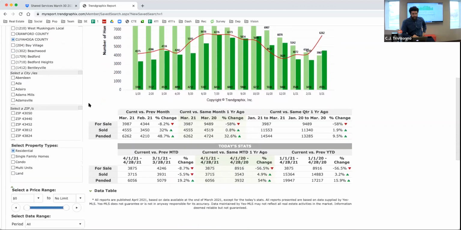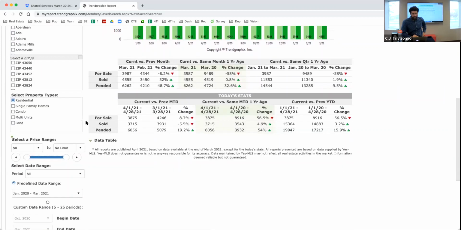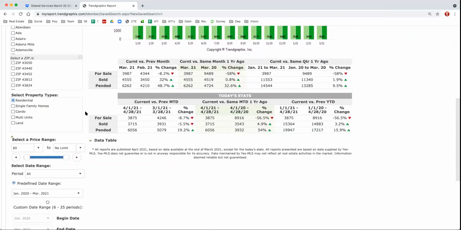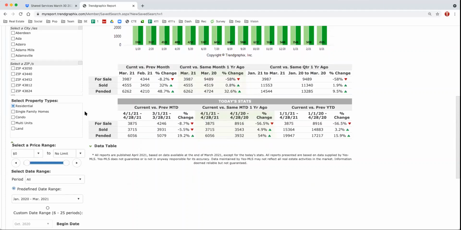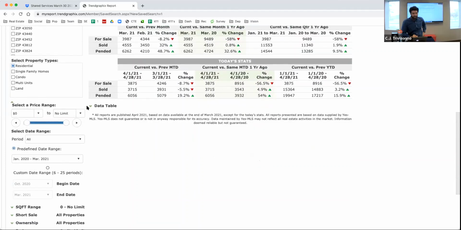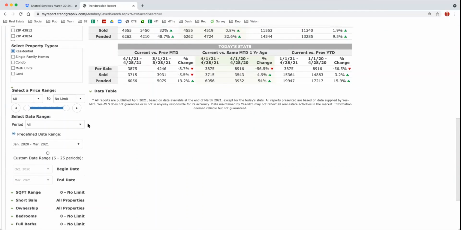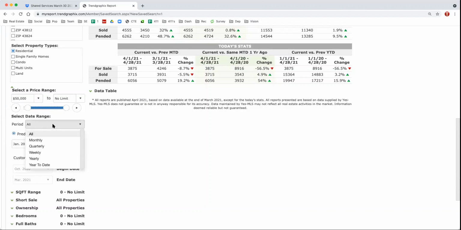Sandy, do you know how to do that? I don't know how to do that. You can see where it says select a price range right here in the left column, where it says select property type. You could search 0 to no limit and go in 50,000 price increments, and then select a city or a county and see what that looks like. I'd be interested to see. You know what I mean?